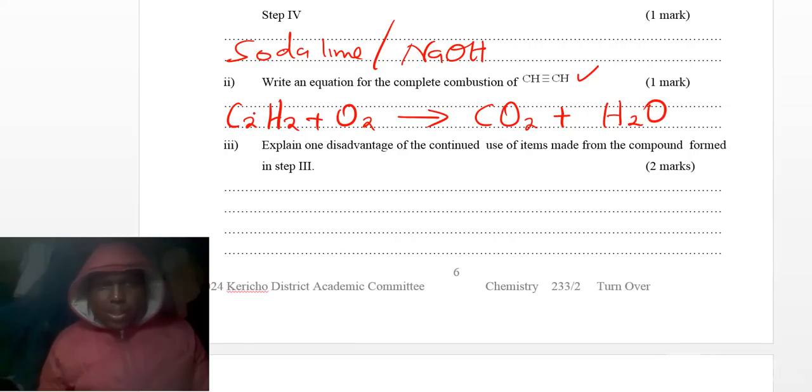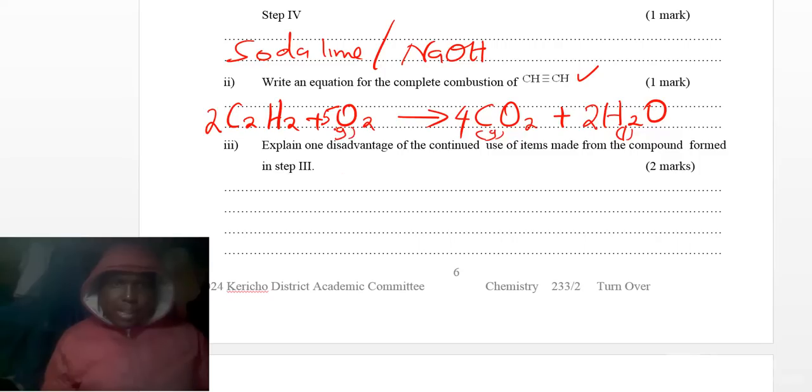We have 2 here, so we put 2 here, we put 4 here, so that this one now becomes hydrogen here. Then put 2 here to remove this odd number, 1, make it 2, and then this one is 8 plus 2, which is 5. And that one is now balanced. Liquid, gas, and this one is a gas.